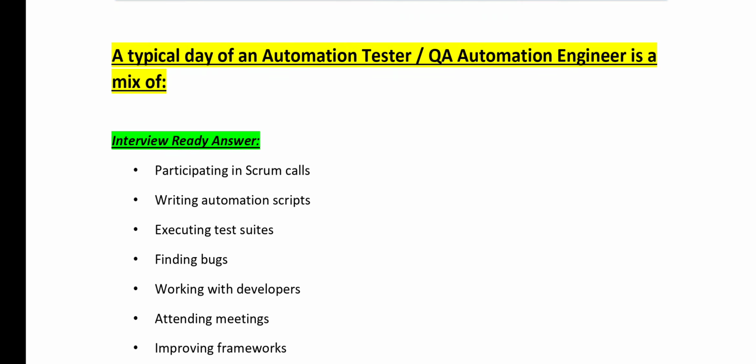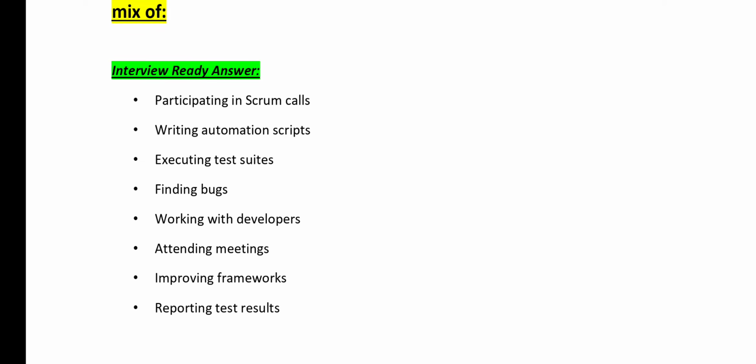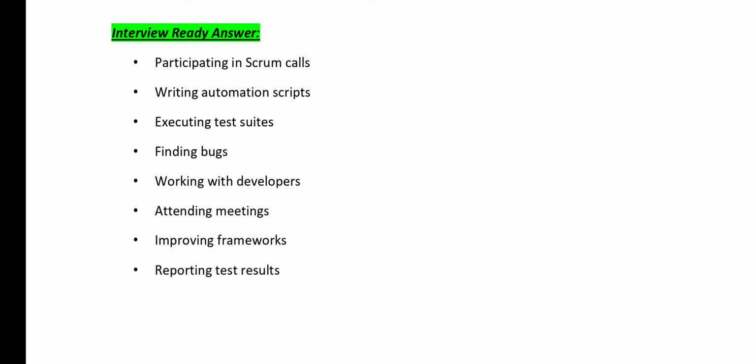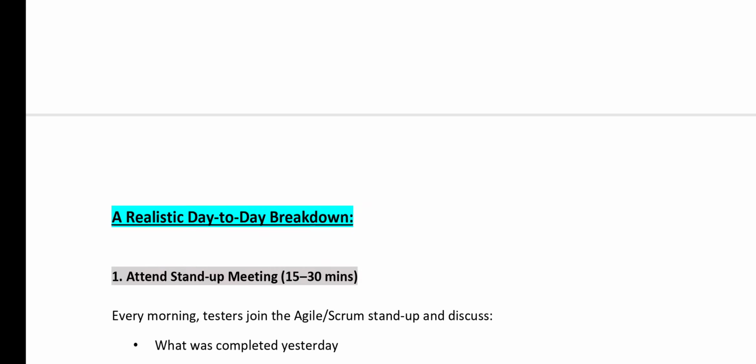At a high level, if you want to answer the interviewer, you can tell them that a typical day of an automation tester or a QA automation engineer is a mix of, and you can give some samples like participating in the scrum calls, writing automation scripts, executing the test suites, finding the bugs, working with developers, attending the meetings, improving the existing frameworks, and reporting test results and publishing the test reports. Okay, this is how you can give the interview-ready answer at a high level. Now let's see how you can elaborate this answer step by step.